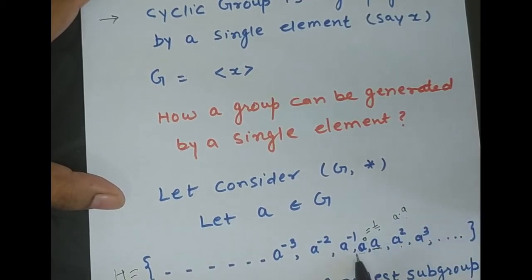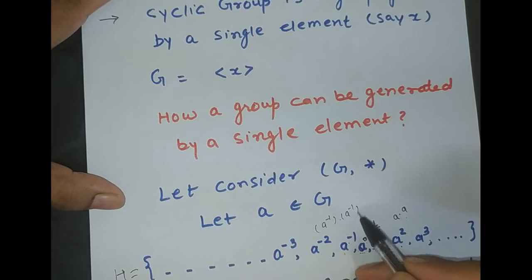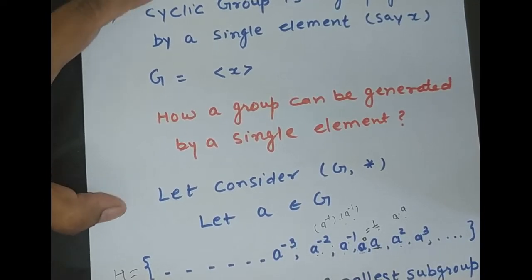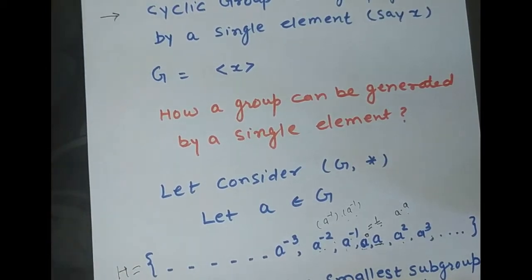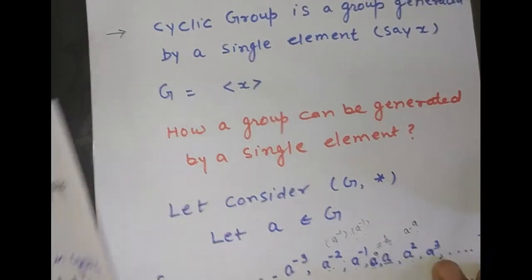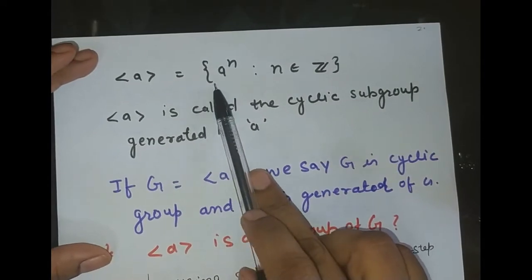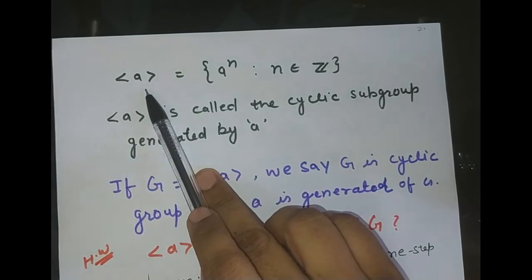Now on the left hand side, the inverse of A is A inverse. Again applying the closure property, A inverse is multiplied by A inverse, and the results become A minus 2, A minus 3. In this manner we have this subgroup H. H is the smallest subgroup of G containing the element A. So H is generated by this element A.